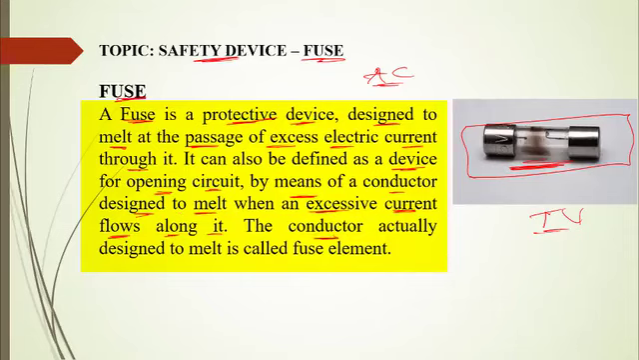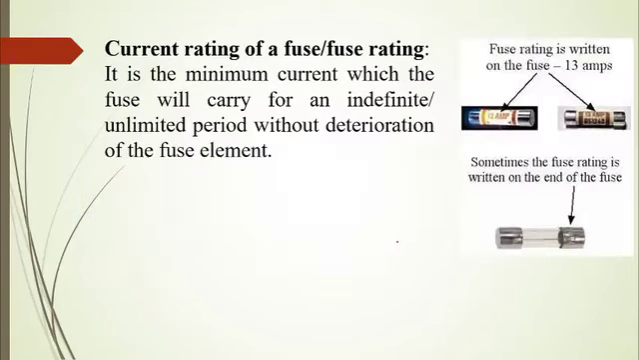Now, this conductor inside the fuse, as you can see from the diagram here, this is a melted fuse. This is a thin conductor. This conductor, actually designed to melt, is what we call a fuse element. So a fuse element is an element found inside a fuse. It is a conductor that has been designed to melt at the presence of an excessive current that has been made to pass through it.